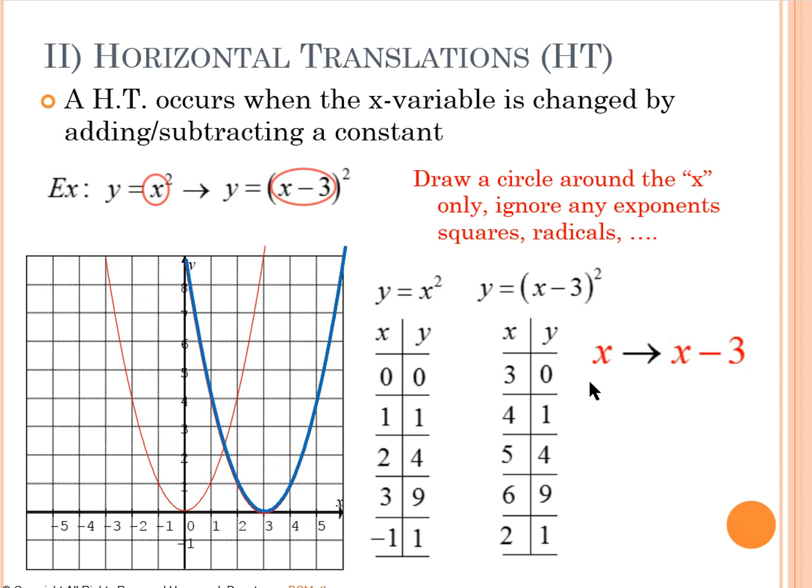So the idea is when you have an x, so this x represents this x right here. If that x is being changed to x minus 3, which is this x minus 3 right here, that means your graph is simply moving 3 units to the right. All right, let's take a look at another example.